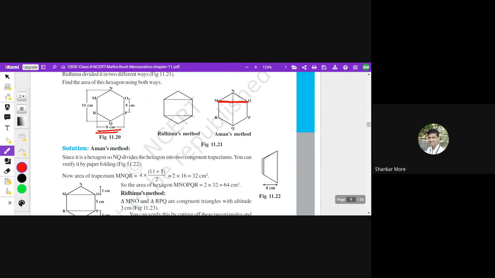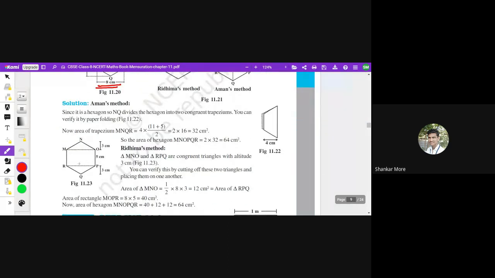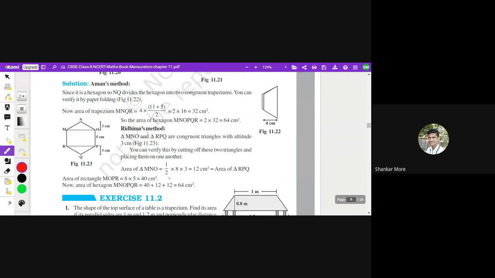MNOPQR. That is done. Now Ridhima's method. In Ridhima's method, we have to first of all find out the area of this triangle. So which area, MNO, then MOPR and then RQP. So how will you find the area of MNO? 1/2 into base into height.